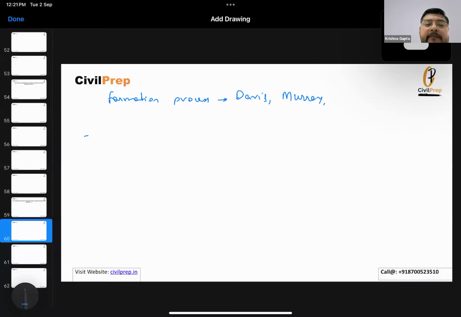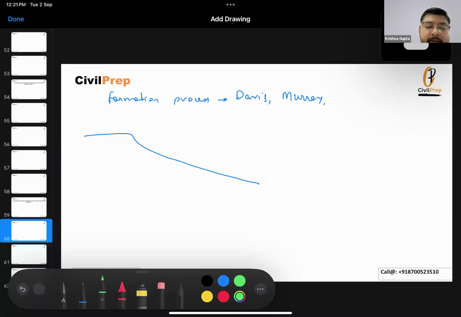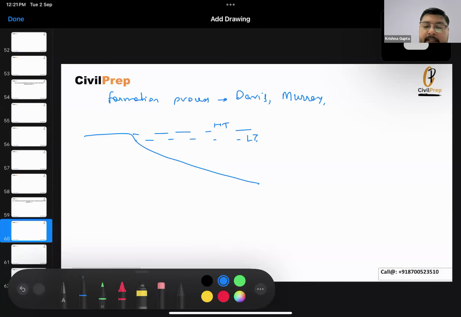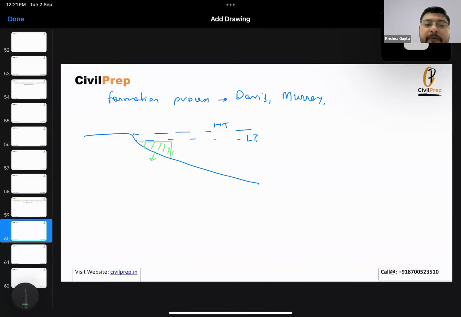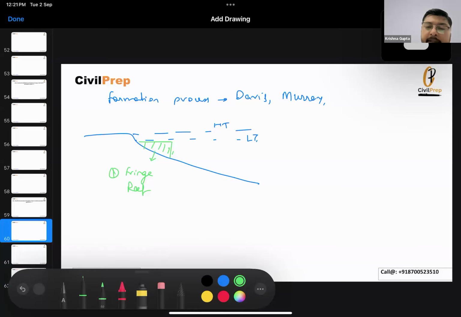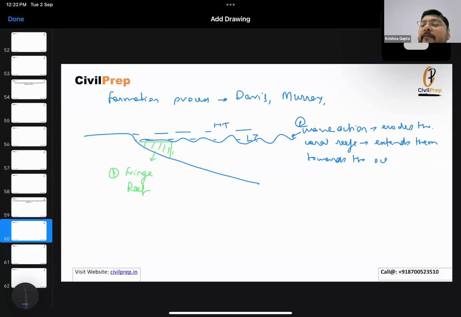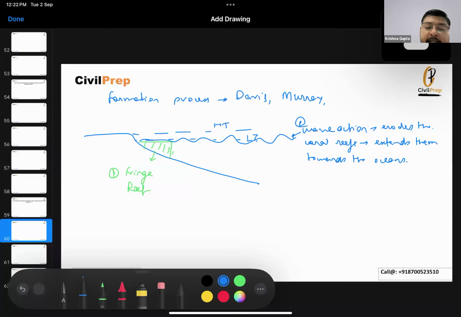So what they have said is that whenever a coral reef is formed, this is the high tide zone, this is the low tide zone. So we will see here that there is presence of coral reefs here. So first there will be formation of fringe reef. Okay, number one, the formation of fringe reef will take place. But what is happening here over the oceans? There is presence of tides or waves. So these waves, number two, the wave action, it erodes the coral reefs and it extends them towards the oceans.